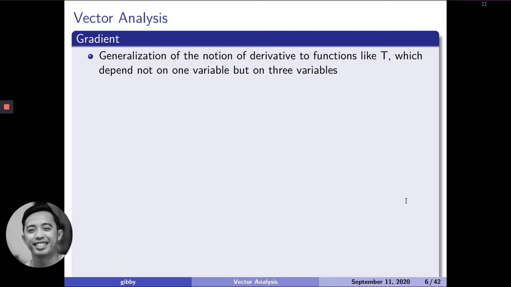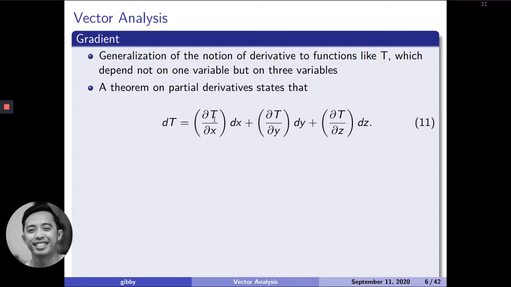Okay, now let's move on to one of the new concepts in this course. Aside from the position, separation vector, and displacement, we have the term gradient. The gradient is actually a generalization of the notion of a derivative to functions like T, which depend not on one variable but on three variables. A theorem on partial derivatives states that we have this equation 11. This is just a derivative, right? And we can express it in terms of partial derivatives by having this form on the right hand side of the equation.